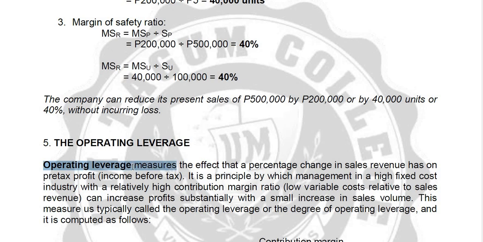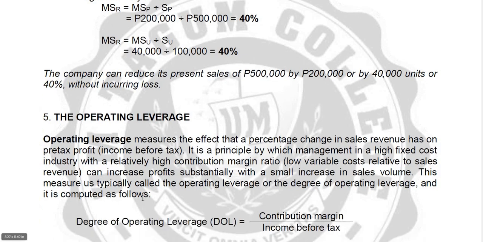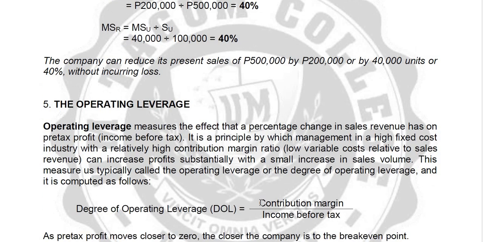So, in short, if the operating leverage is high, because the fixed cost is high, a small increase in sales volume has a big impact on profit. In the same manner, if the sales volume decreases while your fixed cost is high, there is also a big decrease in your net profit or profit before tax. So, this measure is typically called the operating leverage or the degree of operating leverage. And how is it computed? Here is the formula.